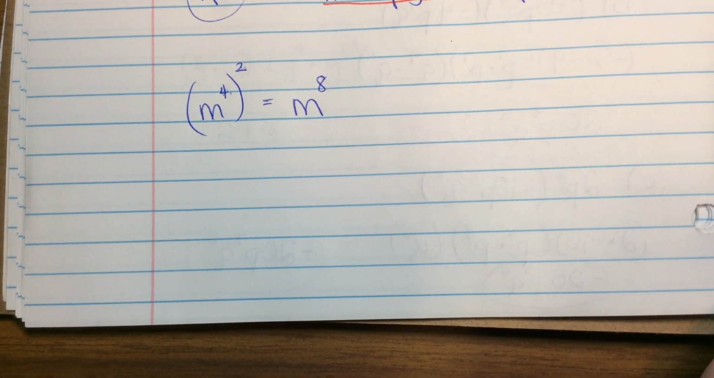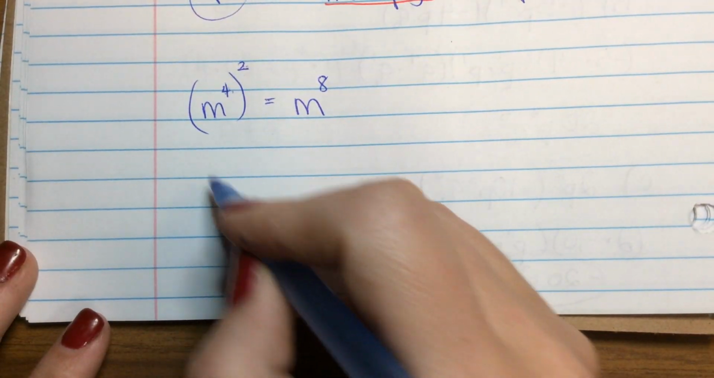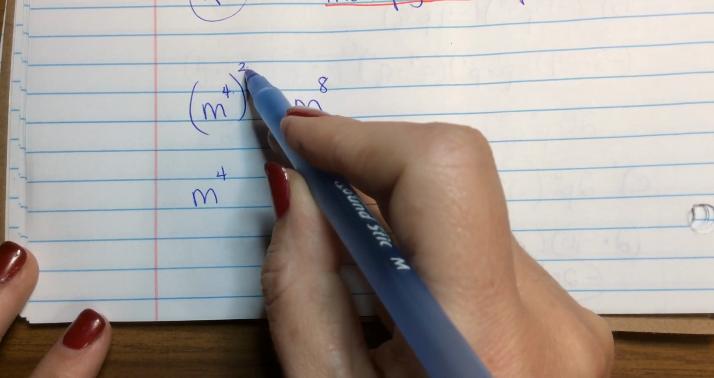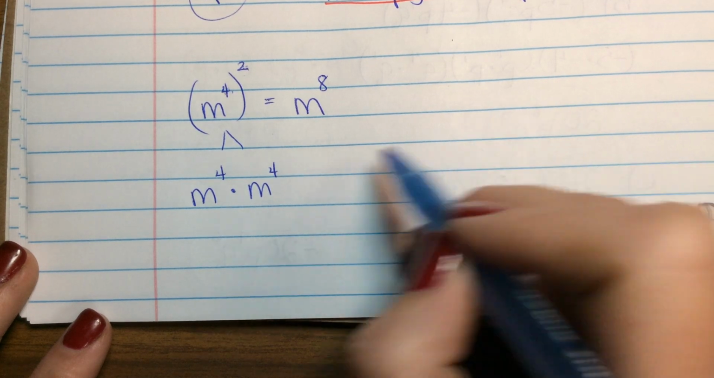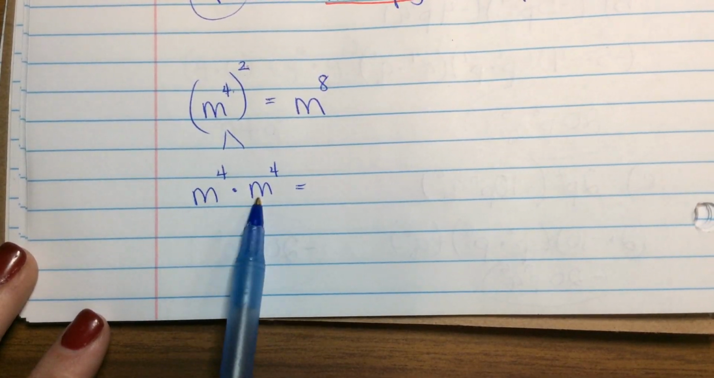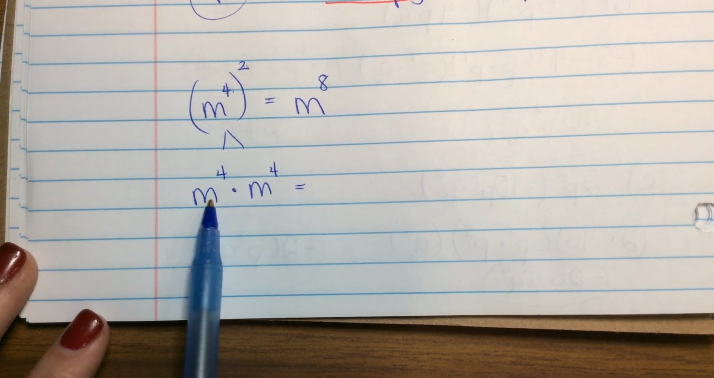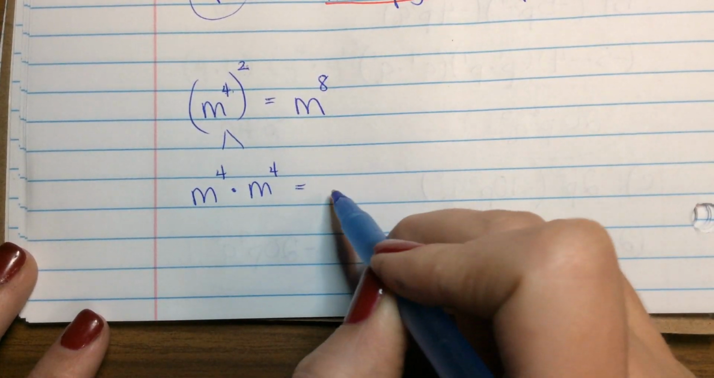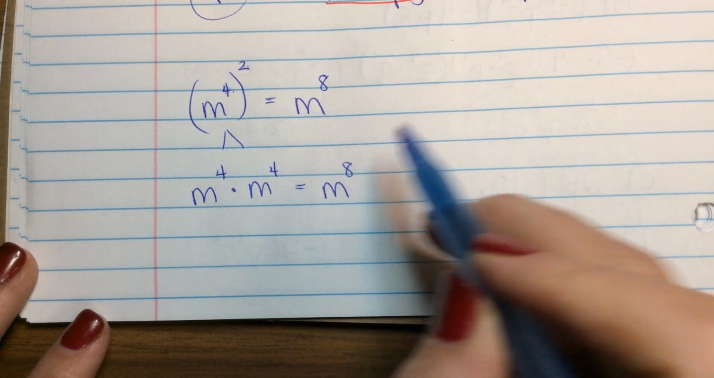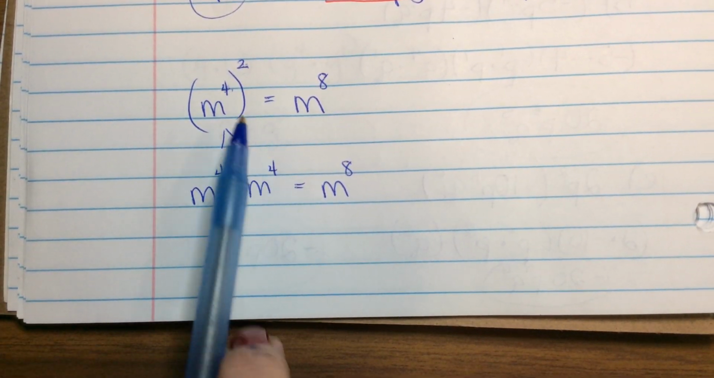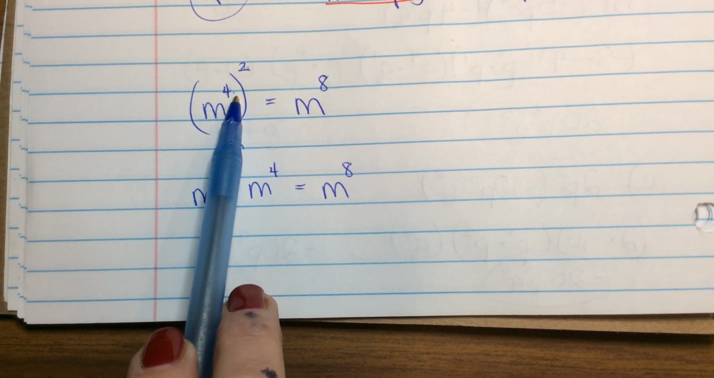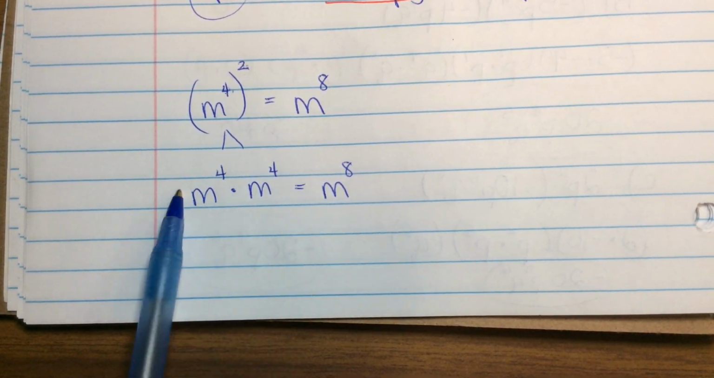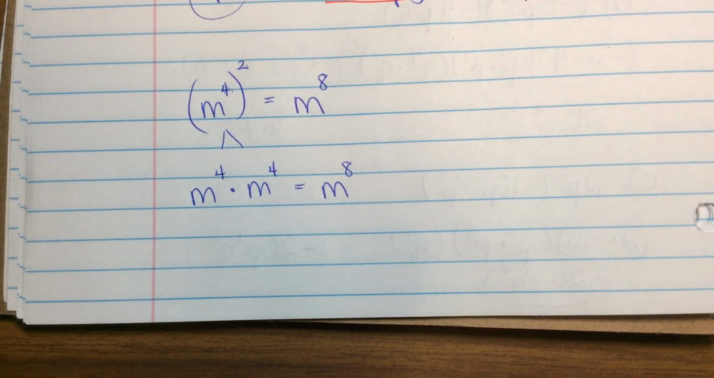And that is it. The reason why this works, if you think about it, if we had m to the 4th squared, that would really just mean m to the 4th times m to the 4th. In which case we would use the product rule, because we're multiplying like bases. So we keep the m and add the 4's, and we still get the same answer. So the power rule is a shortcut. But even if we wrote it out and used the product rule, we would still get the same answer.